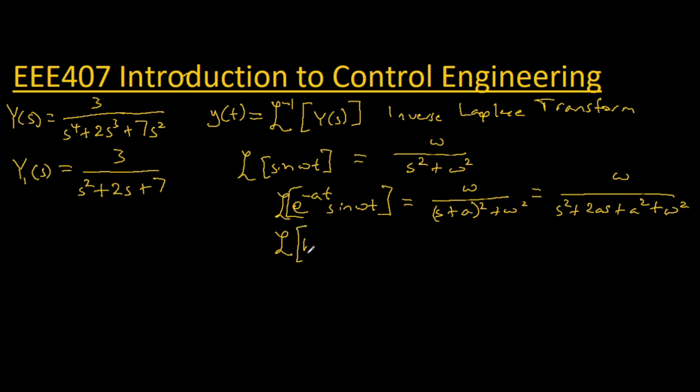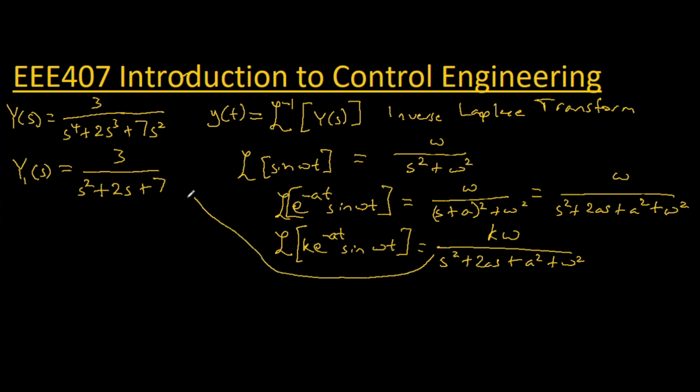When I'm done with this, I have the Laplace transform of k e to the power of minus at sine of omega t. The Laplace transform of this, using what we have on the right here, will simply equal k multiplied by omega over s squared plus 2as plus a squared plus omega squared. Now this looks exactly like what we have over here.